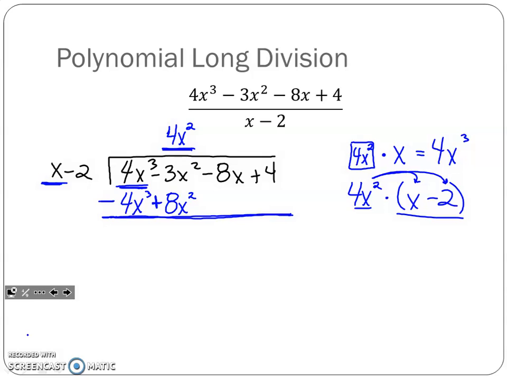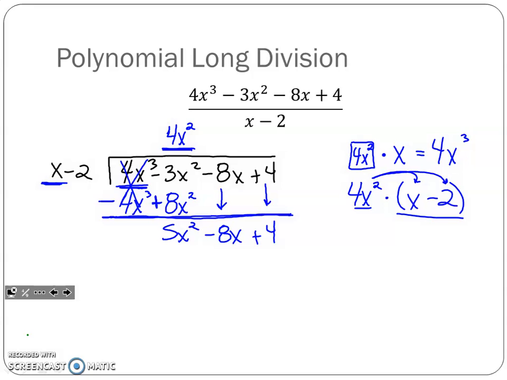So it was a positive 4x cubed, I made it negative. It was a negative 8x squared, I made it positive. And then I'm just going to combine like terms. This first term should cancel every time because we set it up that way. Then I've got a negative 3x squared and a positive 8x squared. That gives me a 5x squared. And then the last thing we need to do is bring everything else down. So when I do that, I get a negative 8x plus a 4.